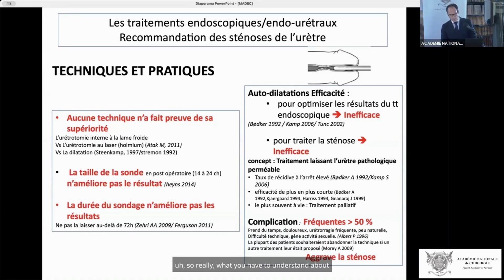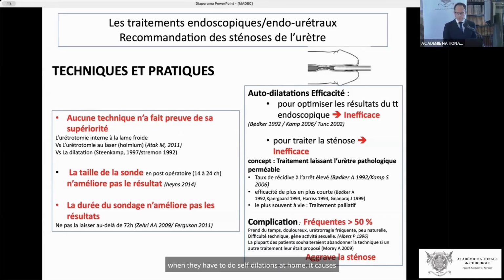So really, what you have to understand about dilation is that it's a palliative treatment that leaves the urethra in a pathological state, but it doesn't allow the stenosis to be cured. And then we mustn't forget the complications related to these self-dilations and endoscopic treatments, which are frequent, over 50%, and are sometimes poorly tolerated by patients.